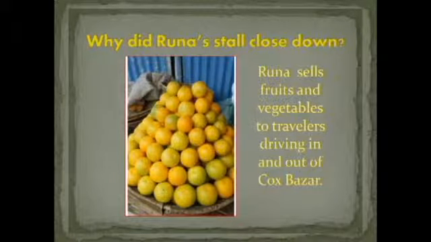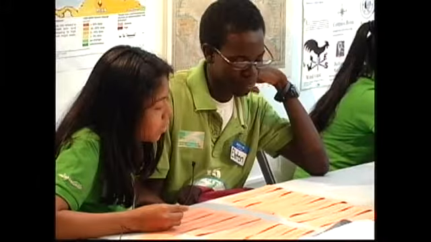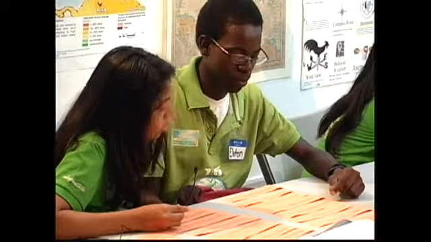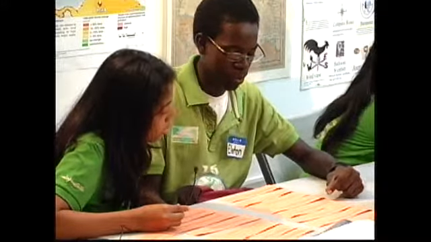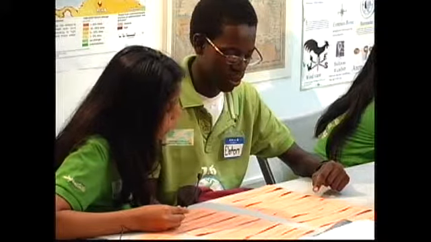Bangladesh is in South Asia. It is one of the 10 countries most at risk for sea level rising. Cox's Bazar is a resort on the southeastern coast of Bangladesh. Tourists come to Cox's Bazar for the sandy beaches. Runa sells fruit and vegetables to travelers and trucks traveling in and out of Cox's Bazar. Runa's stall is on a main road leading into Cox's Bazar. The road is less than 0.5 meter above sea level.